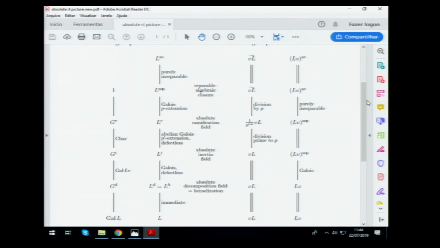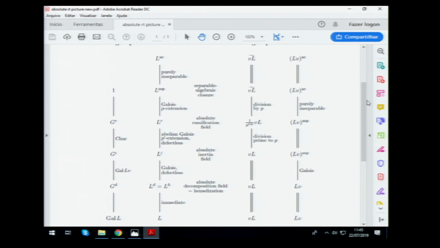Okay, so what we have here is that the Henselization is an immediate extension. That's a nice thing. Then you go up to the inertia field, the value group remains the same, and here you get the separable algebraic closure of the residue field. And the whole thing is Galois, like this extension here.